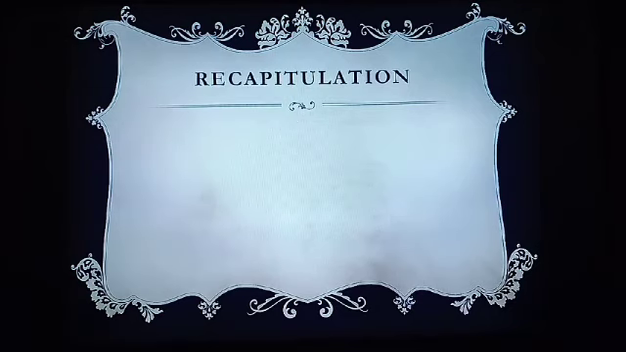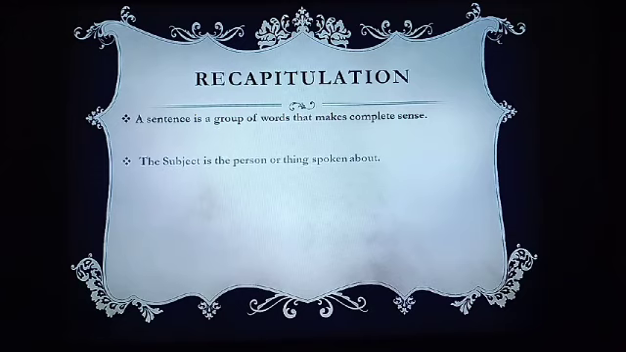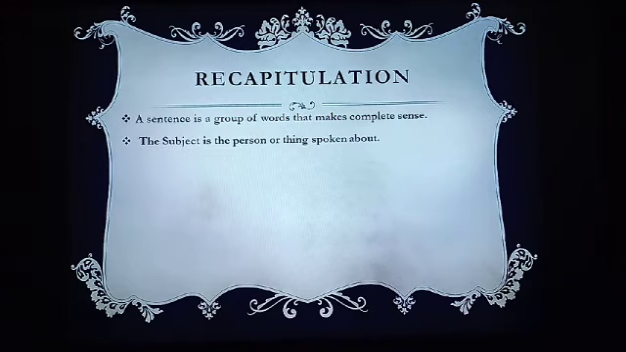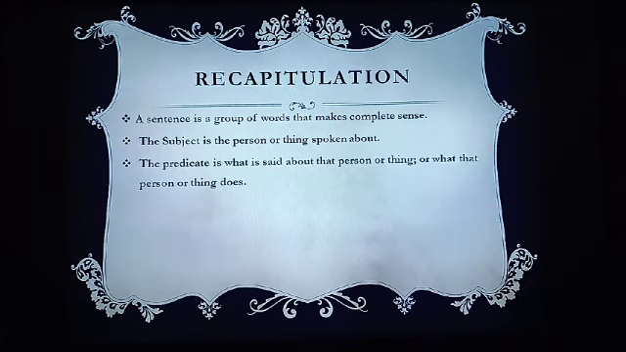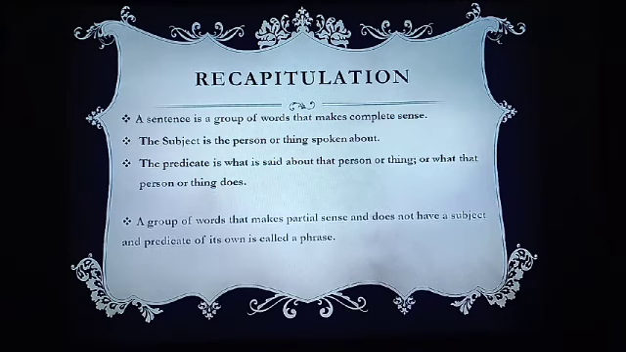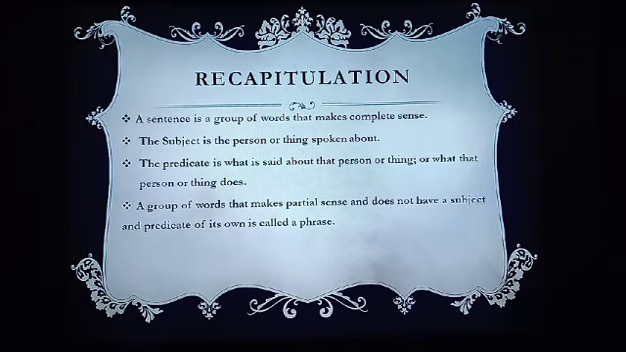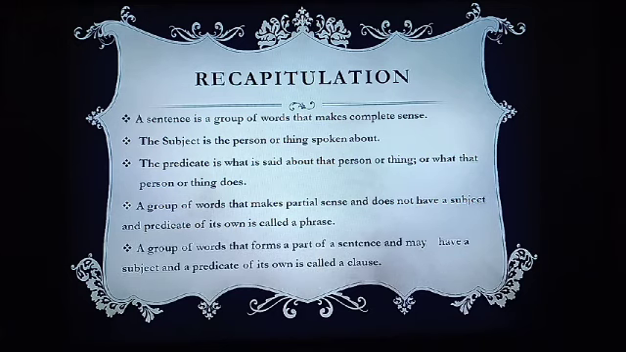Let us recapitulate what we have discussed so far. Number one, a sentence is a group of words that makes complete sense. Number two, the subject is the person or thing spoken about. Number three, the predicate is what is said about that person or thing or what that person or thing does. Number four, a group of words that makes partial sense and does not have a subject and predicate of its own is called a phrase. Number five, a group of words that forms a part of a sentence and may have a subject and a predicate of its own is called a clause.